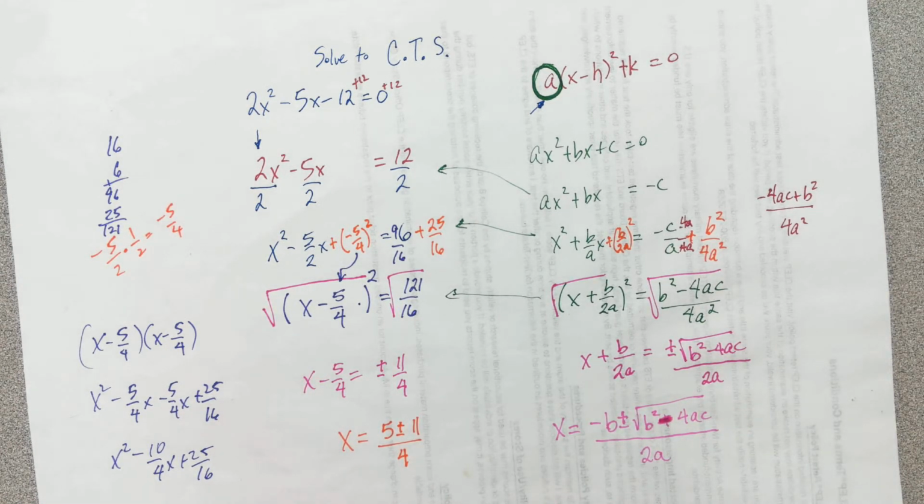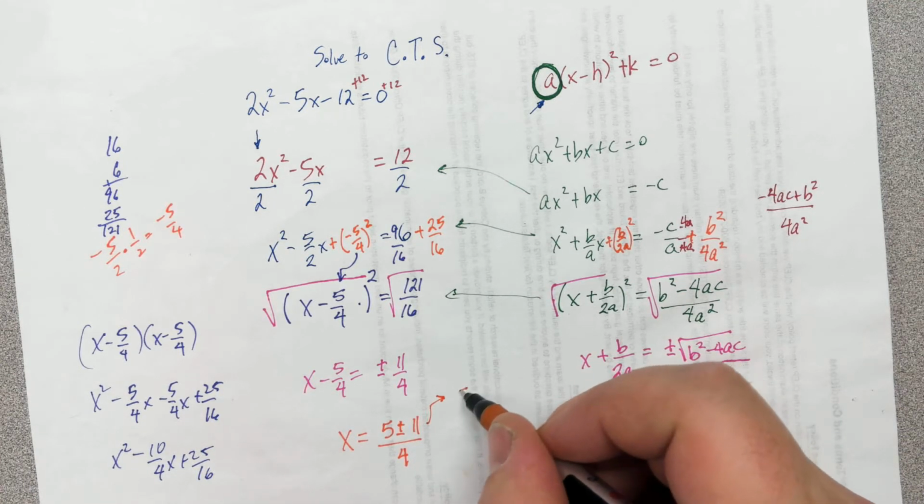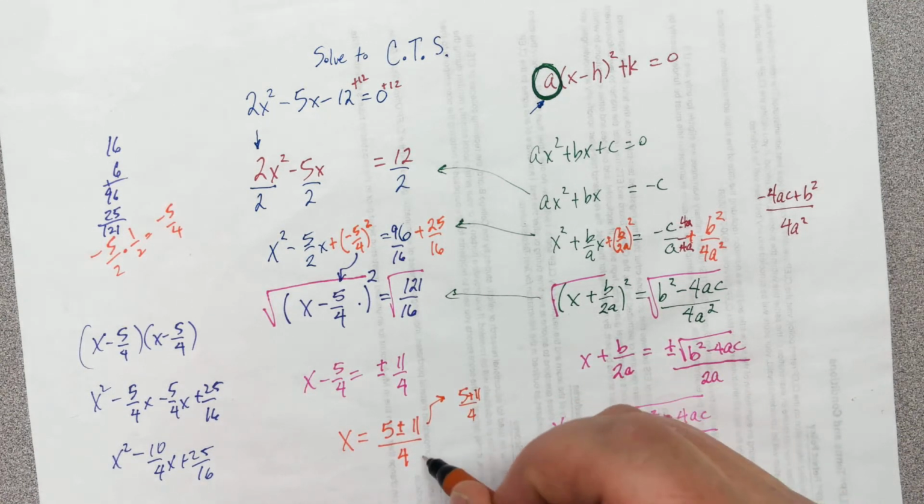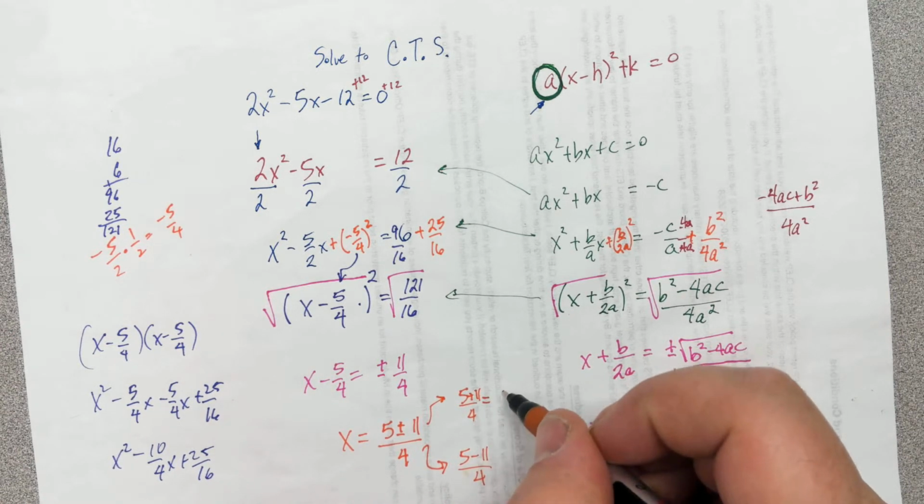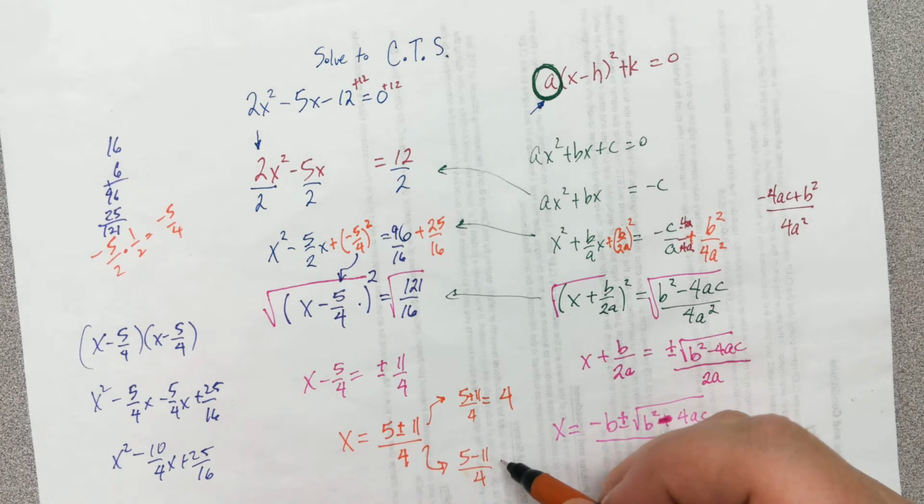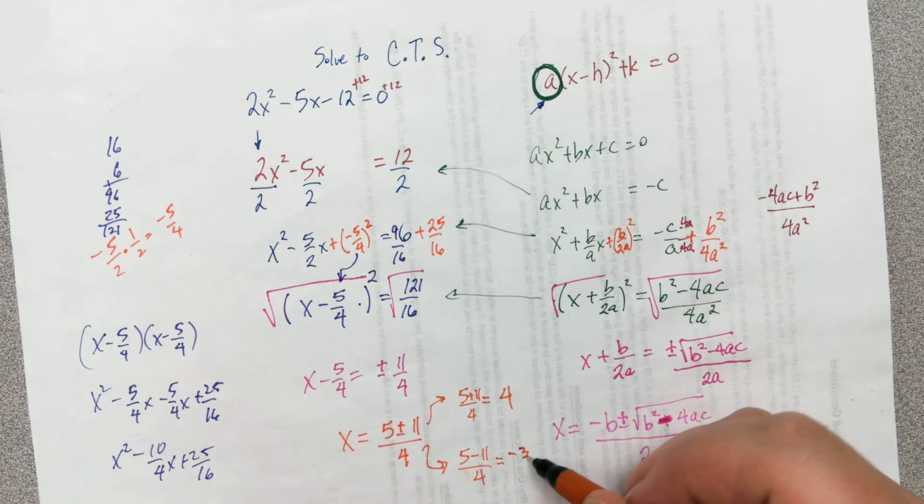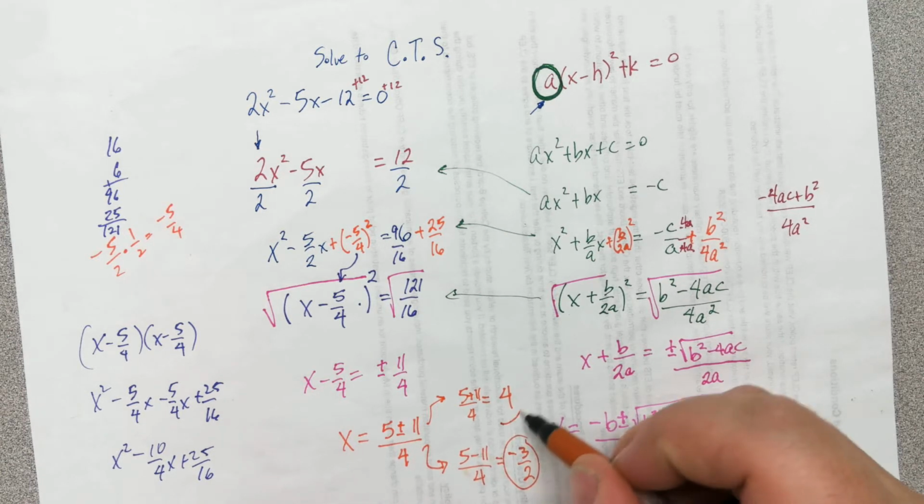Now let's find our two answers right here. Remember, there's one plus, right? So 5 plus 11 divided by 4, and there's one minus. 5 minus 11 divided by 4. So that's 16 over 4. And this is negative 6 over 4, which reduces to negative 3 over 2. So those are our two answers for the example we did.